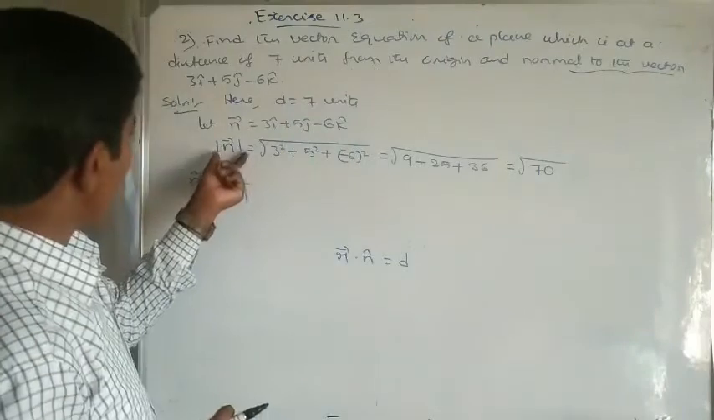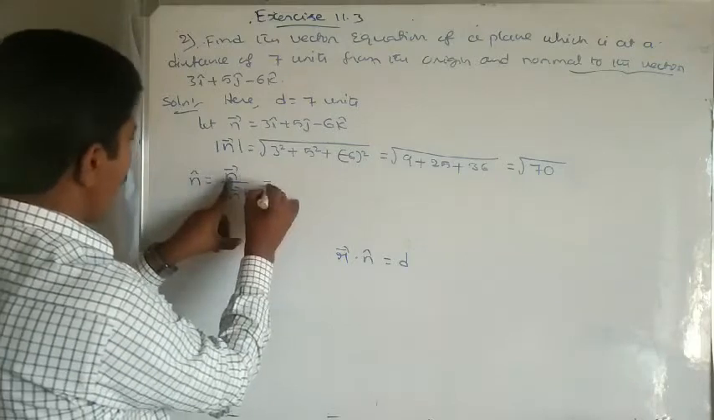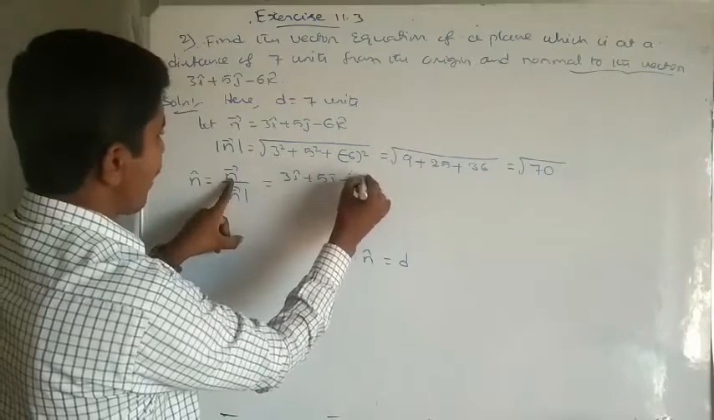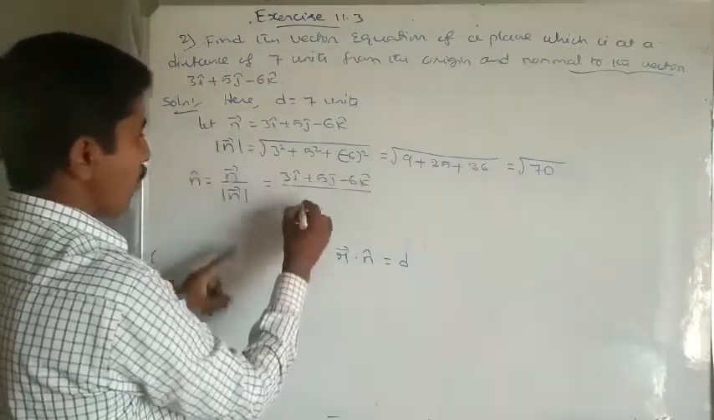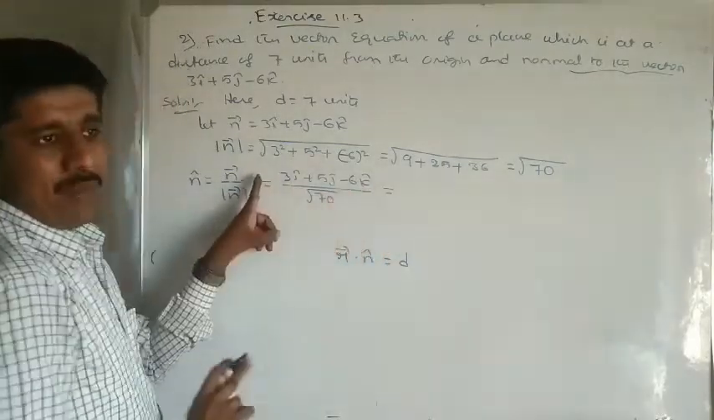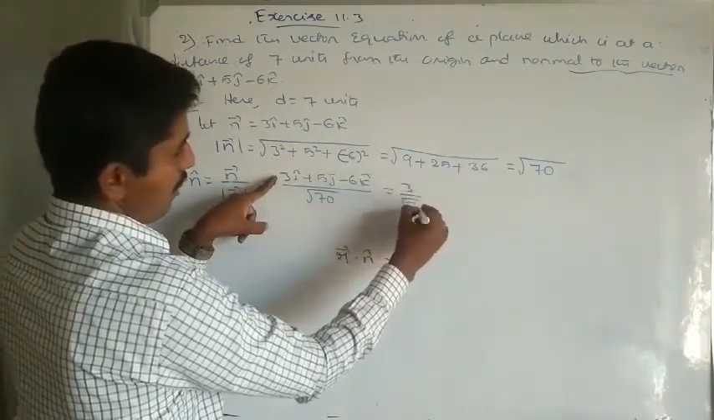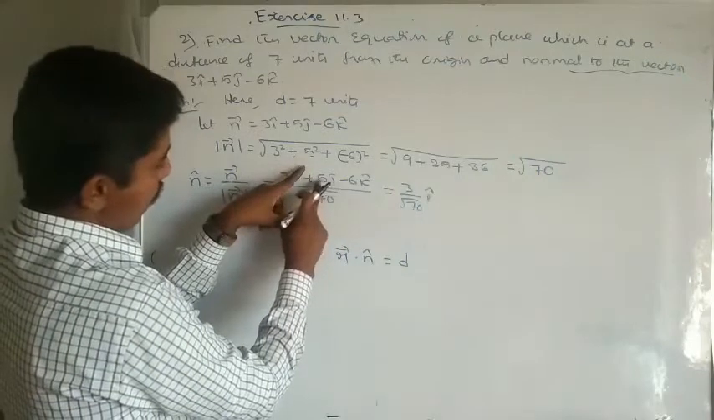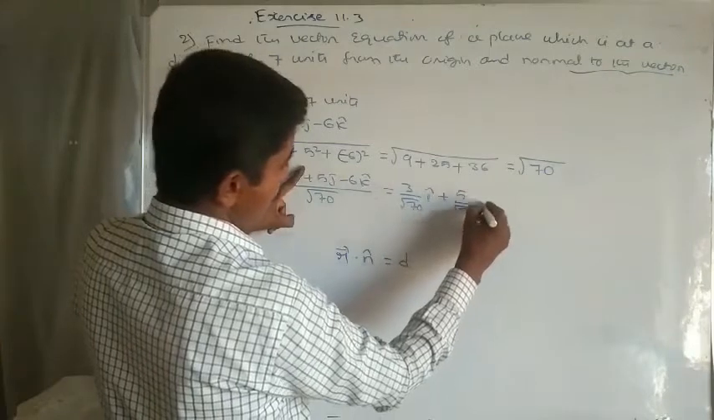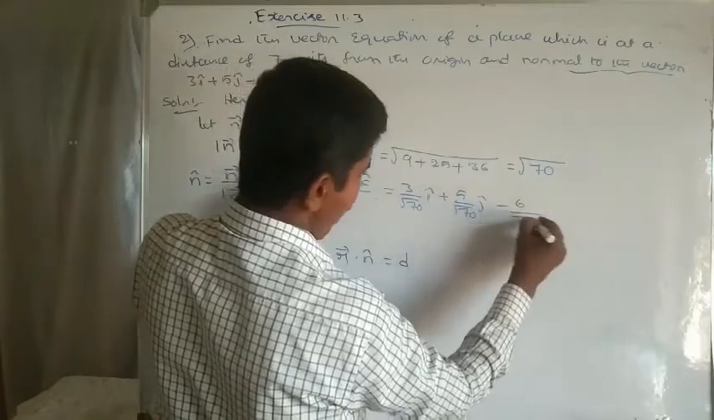Unit vector n cap is equal to vector n divided by magnitude of vector n, that is 3i plus 5j minus 6k divided by root 70. This is n cap. Separating the components: the i coefficient is 3 by root 70, the j coefficient is 5 by root 70, and the k coefficient is minus 6 by root 70.